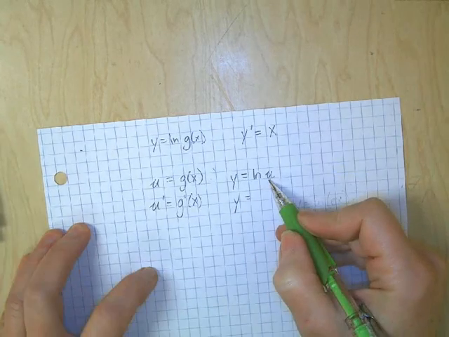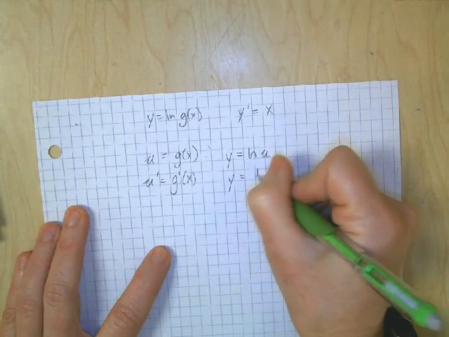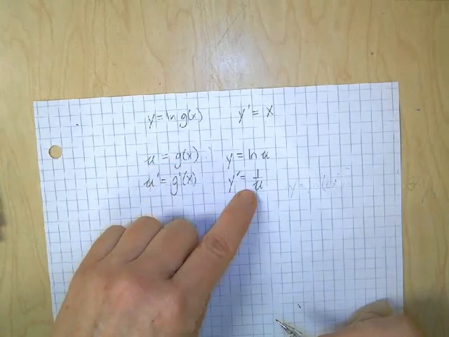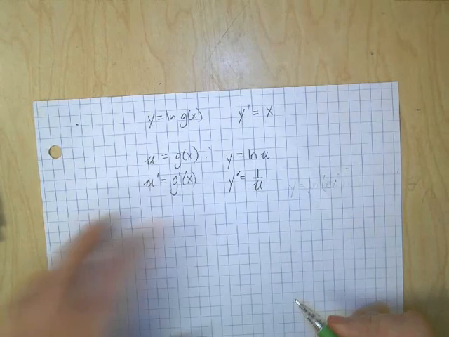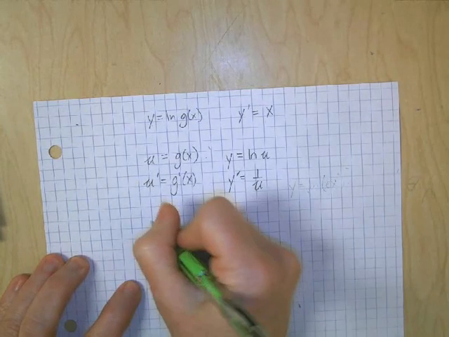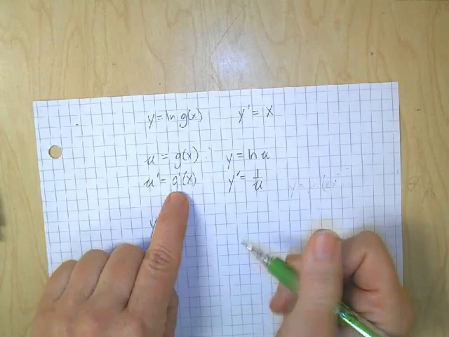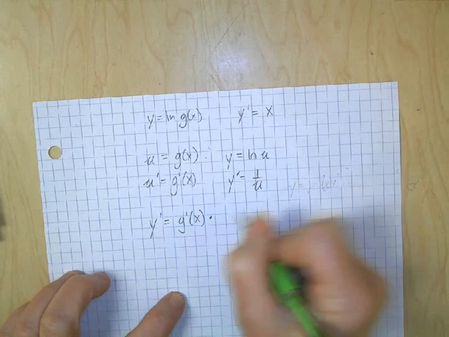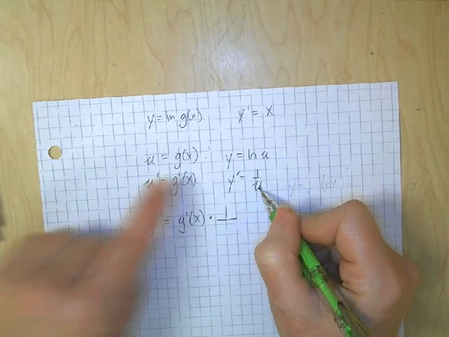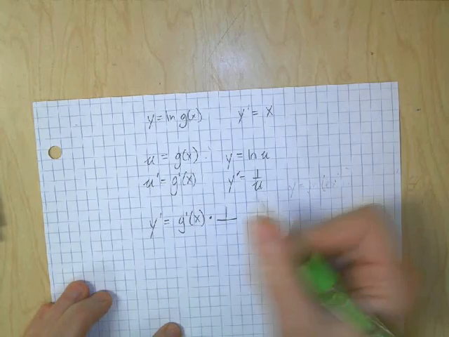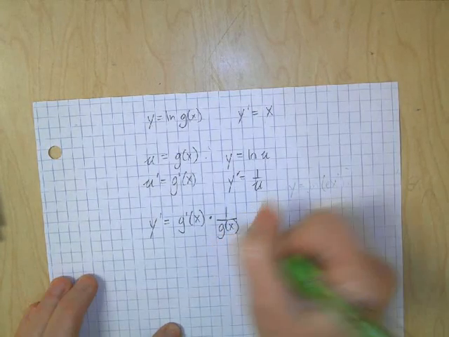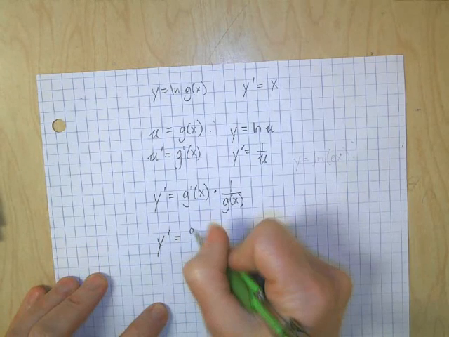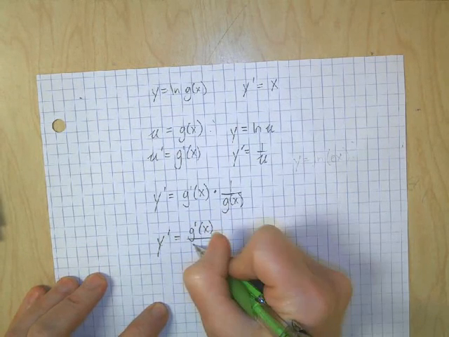What's the derivative of the natural log of u? Well, that would be 1 over u. So now I took the derivative of u and the derivative of y, and using the chain rule, I'm going to multiply those together. So y prime is equal to g prime of x times 1 over u, and I'm going to substitute back in. What is u? It's g of x. So therefore, the derivative of y is equal to g prime of x over g of x.